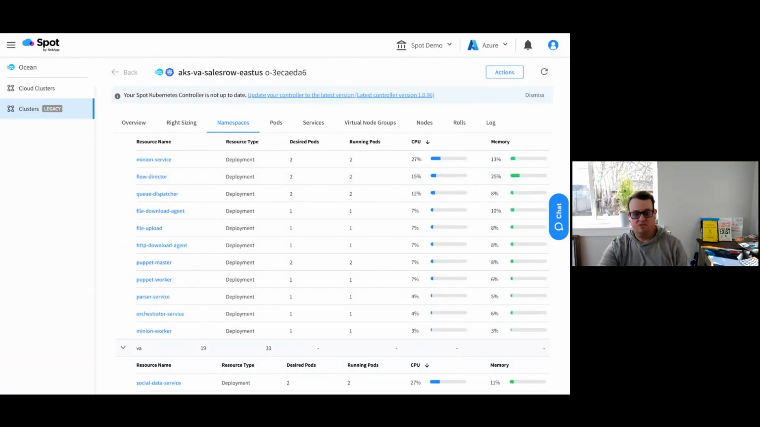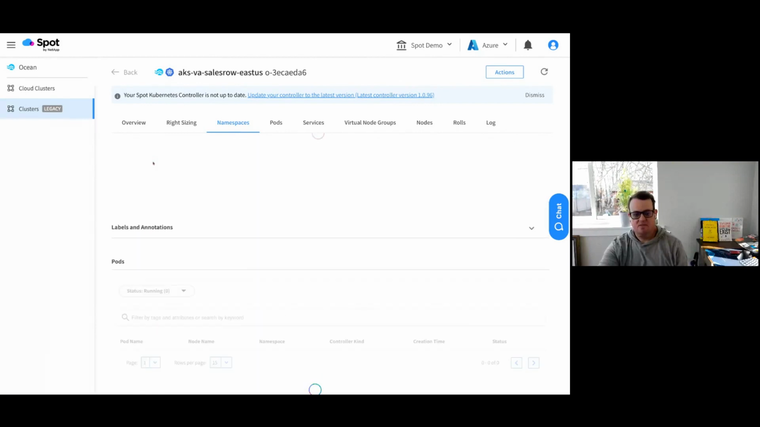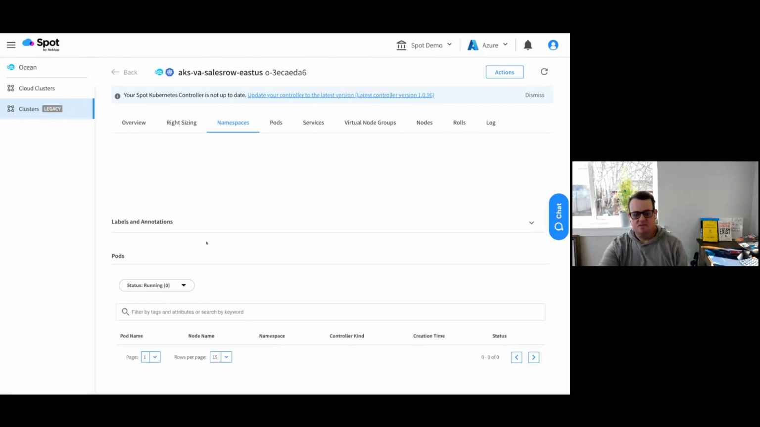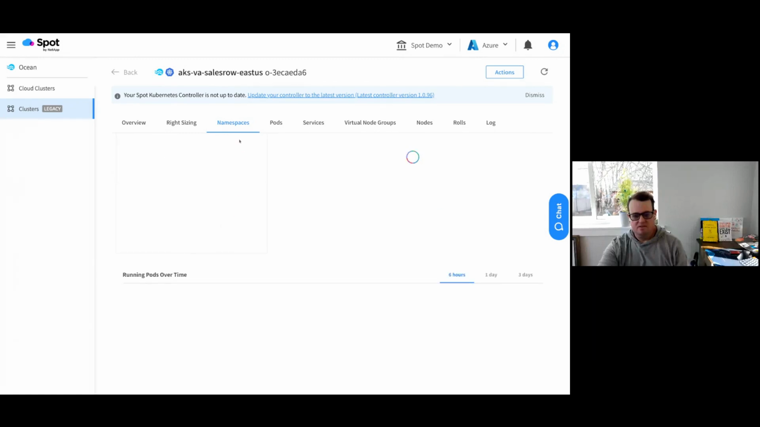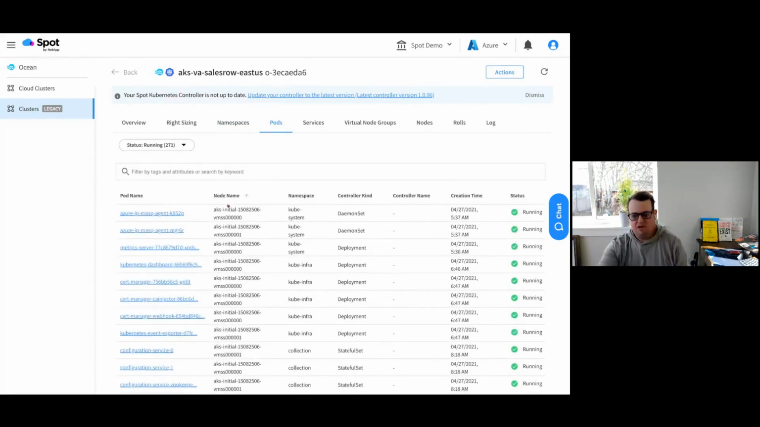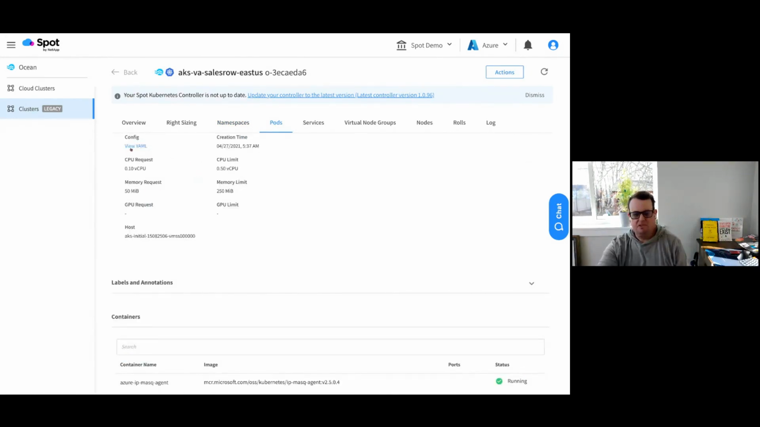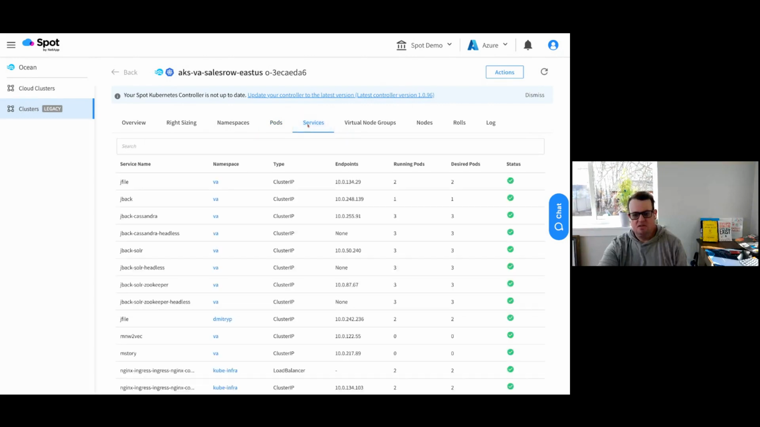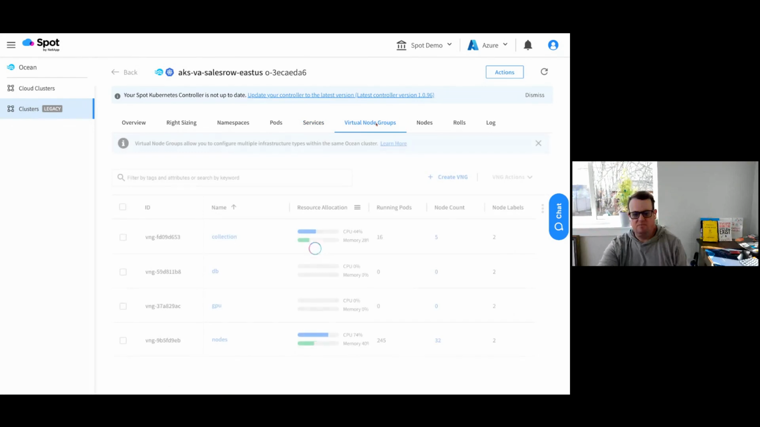I can click into the service. Sorry, this takes a minute to load. But you can do it at the namespace level. The pods will show you where they're running. You can click into each pod. You can see the configuration behind it, the requests, the memory, and then just how everything's running. Same with services. You get a lot of insights from the single click of a button that you wouldn't be able to get otherwise.